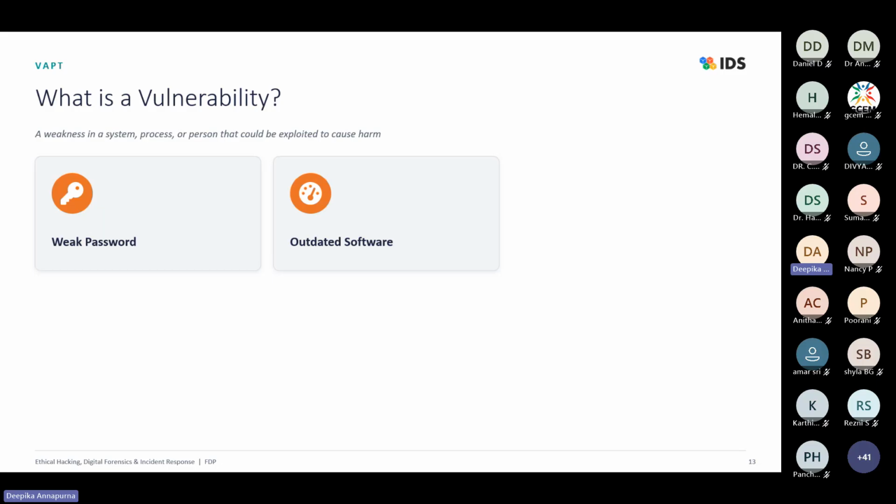It is just a weakness where an attacker can go through it, or he can come inside the system using that weakness, right? So it is nothing but creating an opportunity for the attacker to come inside the system. But suppose you are using some weak password, let's say welcome123. So it is easy for the attacker to guess, right?